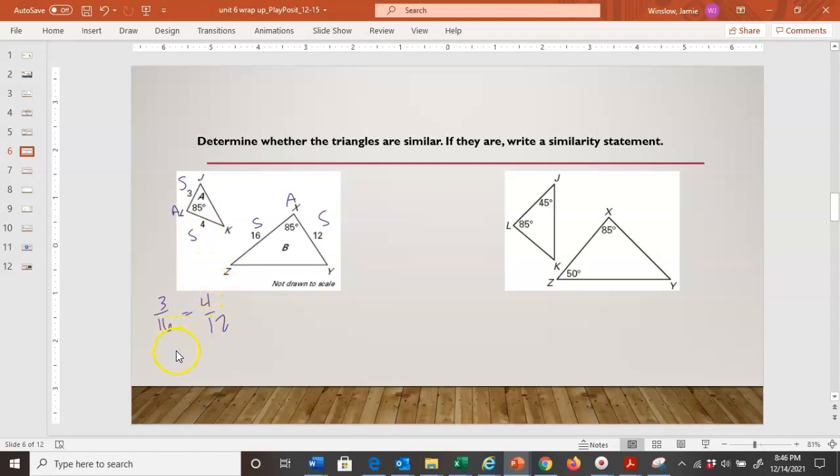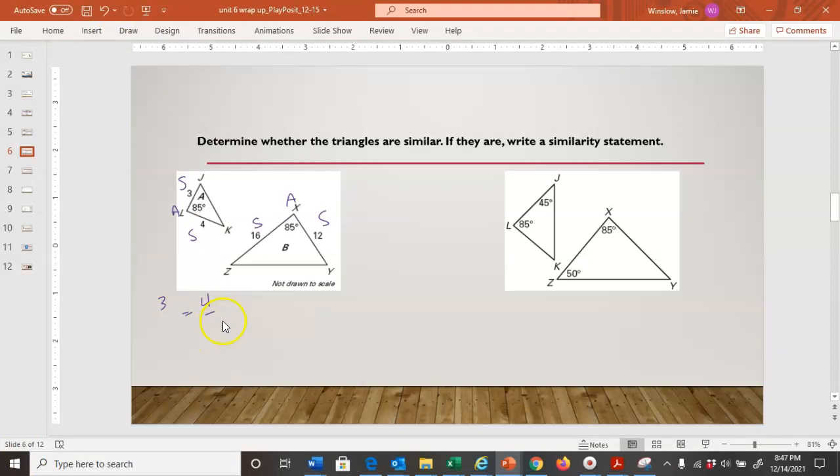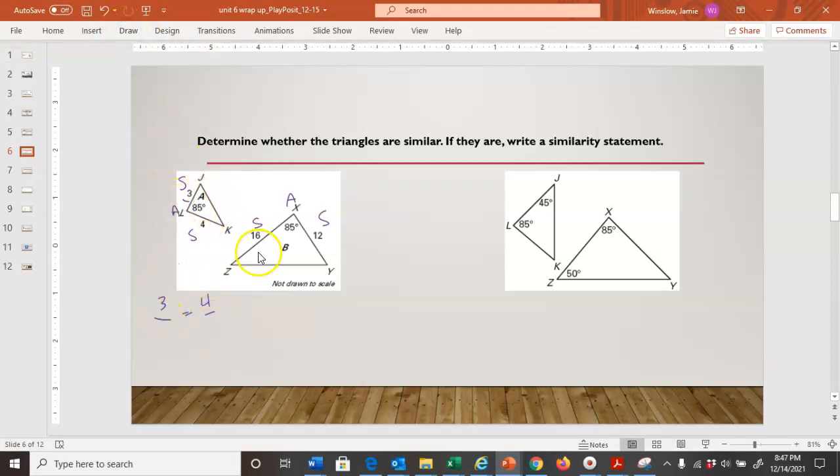And this is the reduce. Whoops, let me do that again. Let me erase this because I matched them up wrong. So I want to do small over small, 3 over 12, and big over big, 4 over 16. There we go.